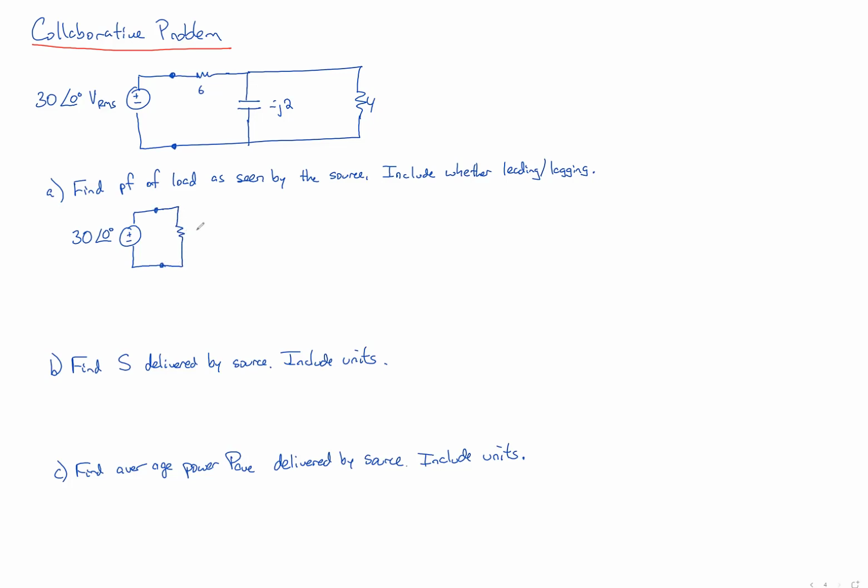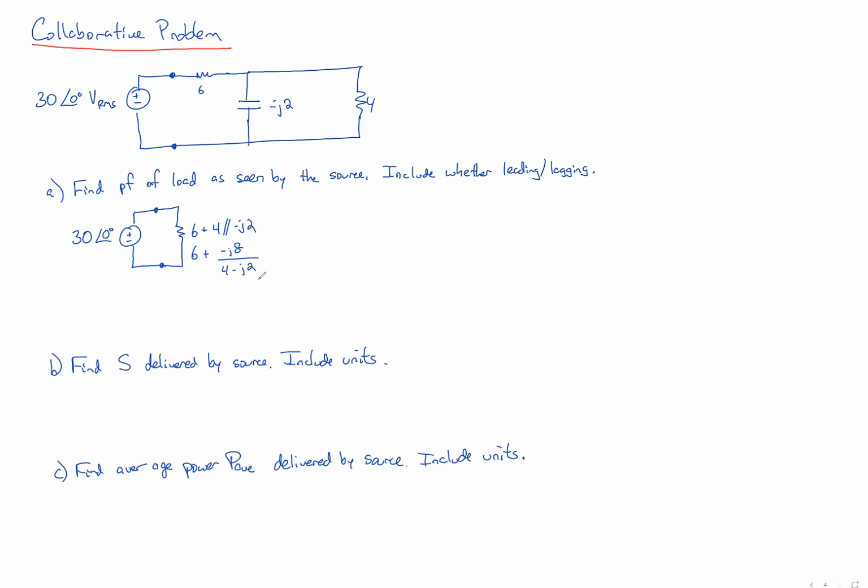10 minus J2, because the capacitor and resistor are in parallel. So 6 plus 4 in parallel with minus J2. And we know that it's product over sum, right? So give me the product of 4 and minus J2. What's 4 times minus J2? Minus J8, all over the sum, which is 4 minus J2.